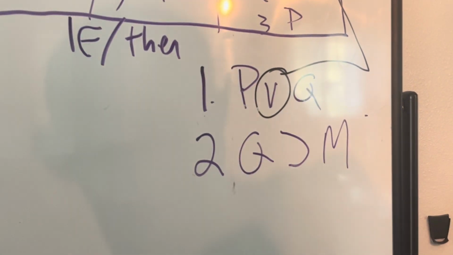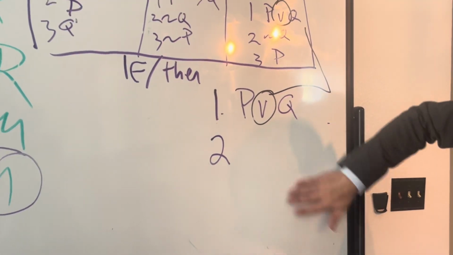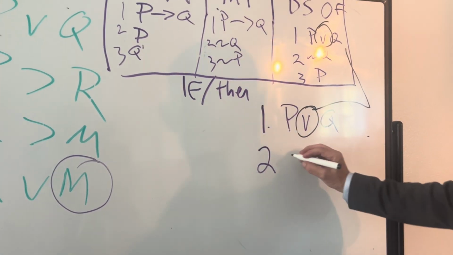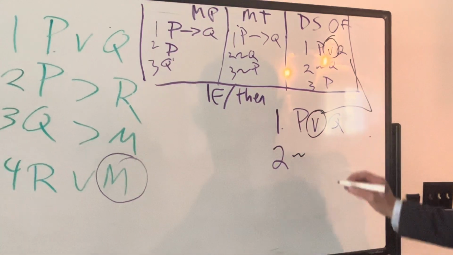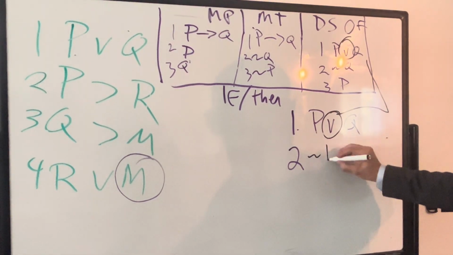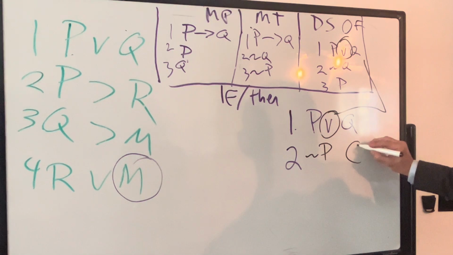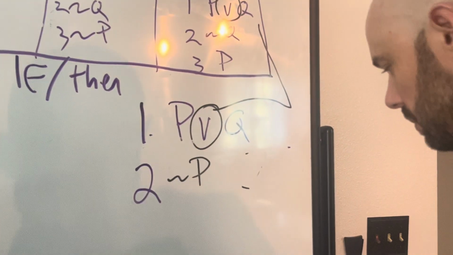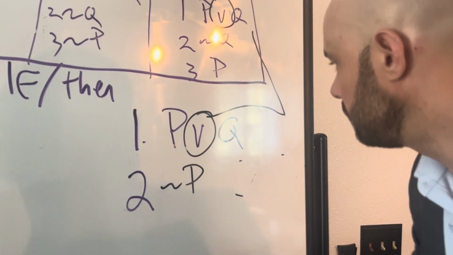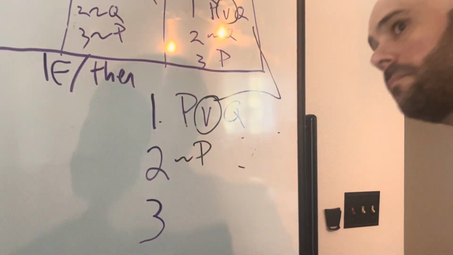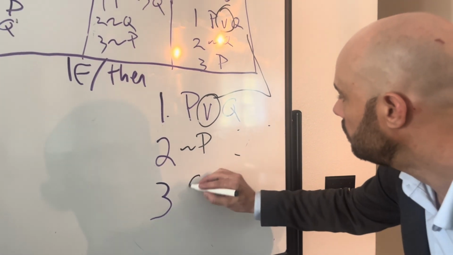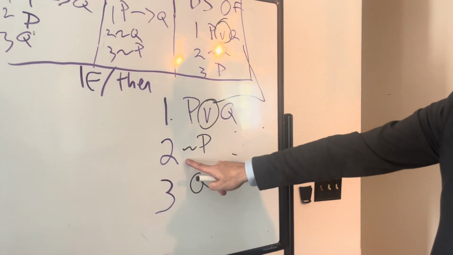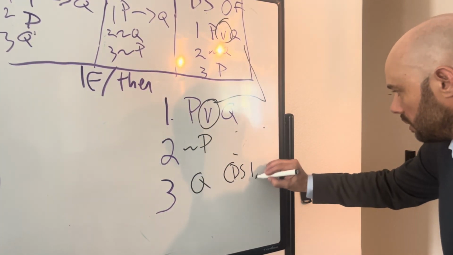Okay, so let's go ahead and move this one now. In order to get Q all by itself, what we need to do is negate one of these. So we'll run this rule, the disjunctive syllogism, and we'll say not P. Oh, sorry, that won't happen yet. Next, we'll get premise 3. And here will be Q, and that will be from the disjunctive syllogism, lines 2 and 1.